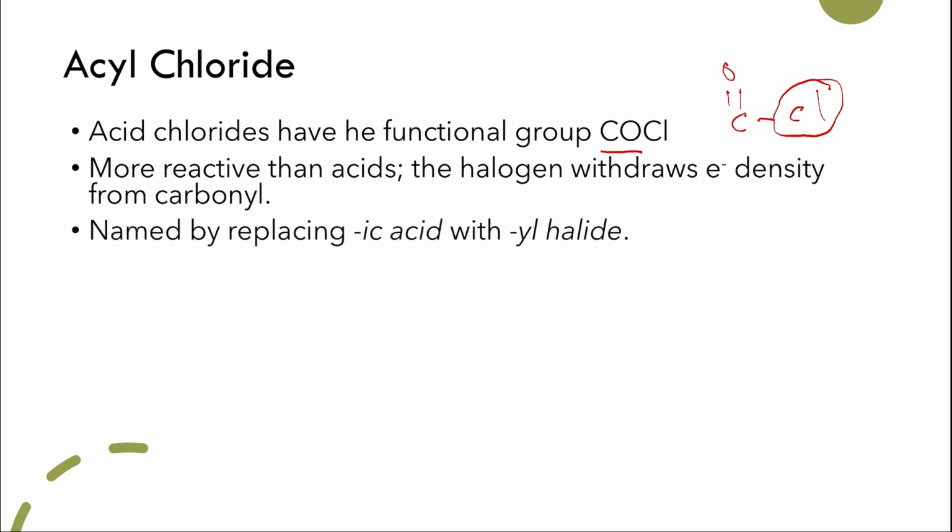To name acid chlorides, we replace the suffix "ic" with "yl" for halide. So, for example, if we have something like benzoic acid and we make the acid chloride, where we replace the OH with Cl, this is called benzoyl chloride.